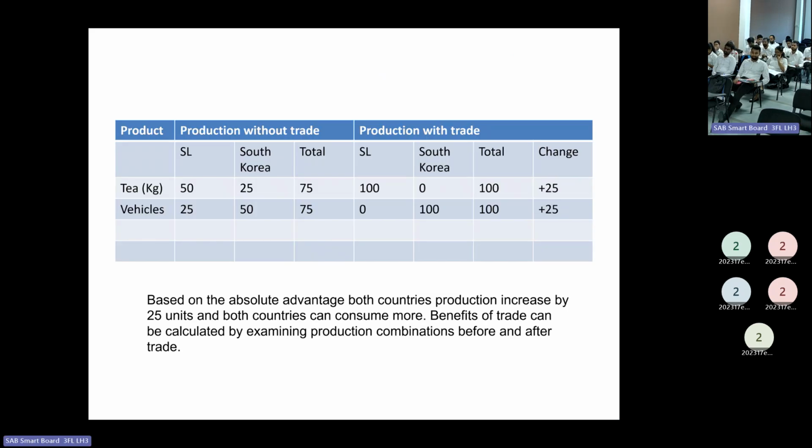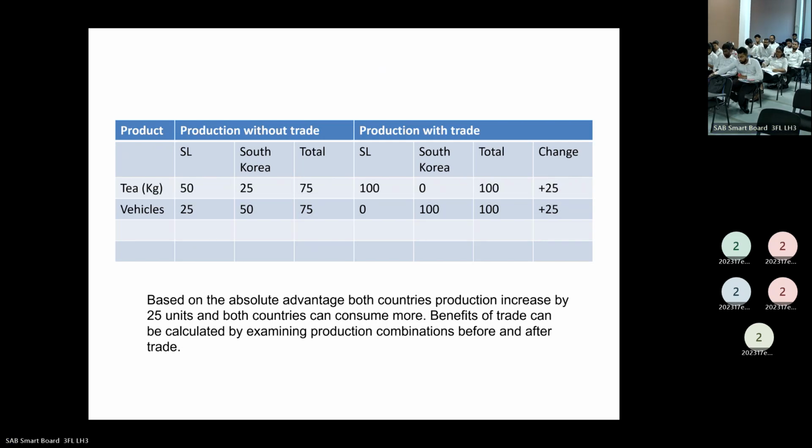I will say anything here, right? So for the production without trade, Sri Lanka produces 50 tea and 25 vehicles, South Korea 25 tea and 50 vehicles. Total production before the trade is 75 and 75.